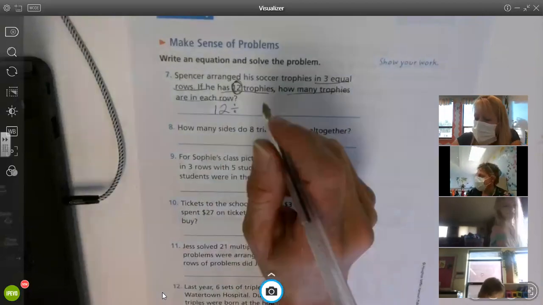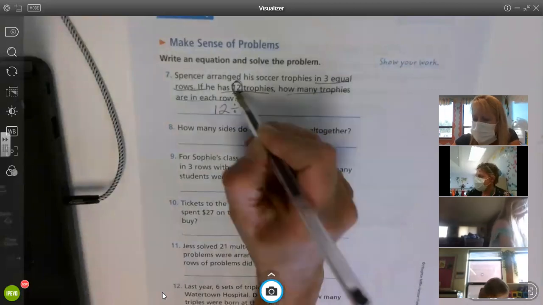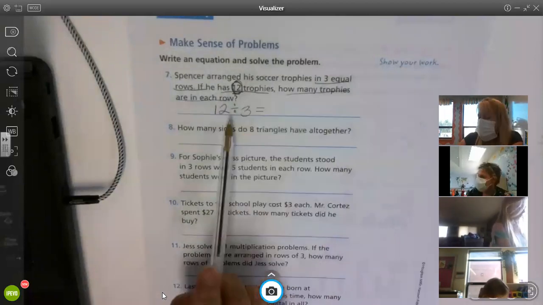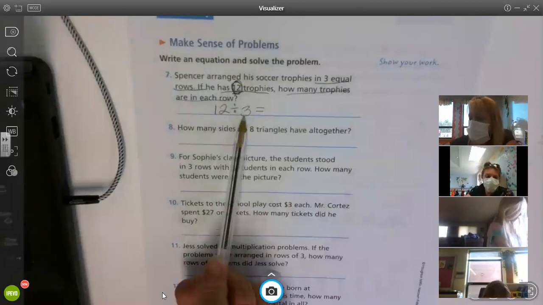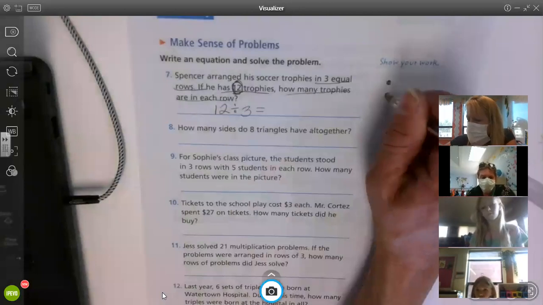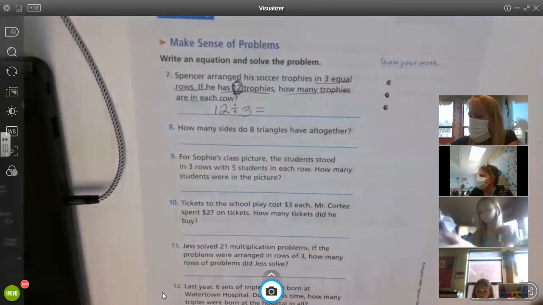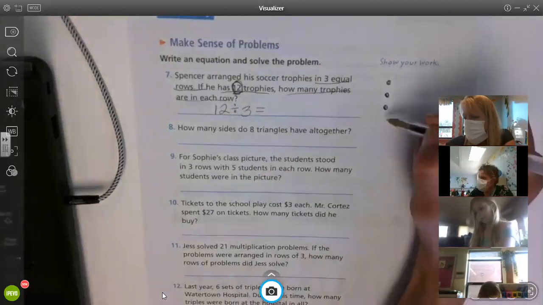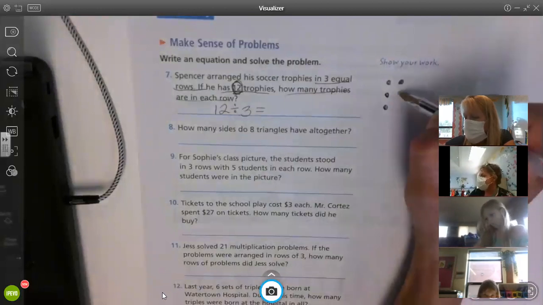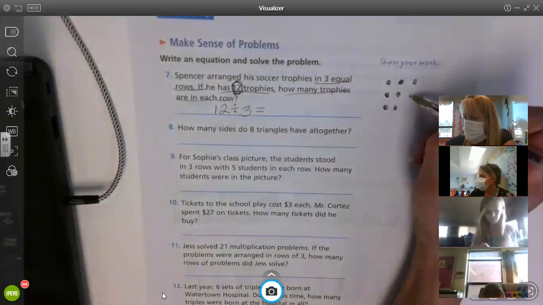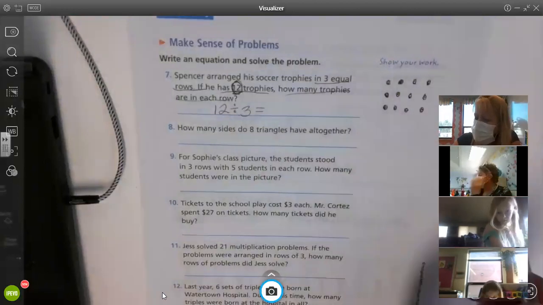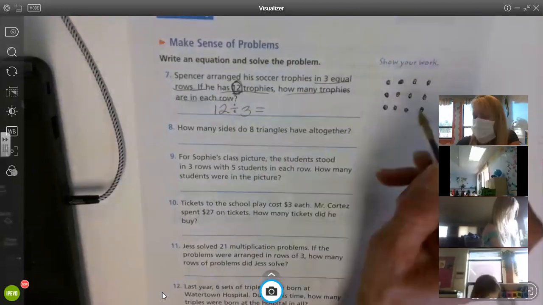Division. So 12 is my big number. That's how many trophies Spencer has. He's arranging them into 3 equal rows. So we have to figure out how many 3s are in 12. I can draw a picture, 3 equal rows. So here's 1 row, 2 rows, 3 rows, but I got to fill them in to equal 12. So I'm just going to do 1 per row until I get to 12. I already have 1, 2, 3, 4, 5, 6, 7, 8, 9, 10, 11, 12. There's my total, but my question is how many trophies are in each row?